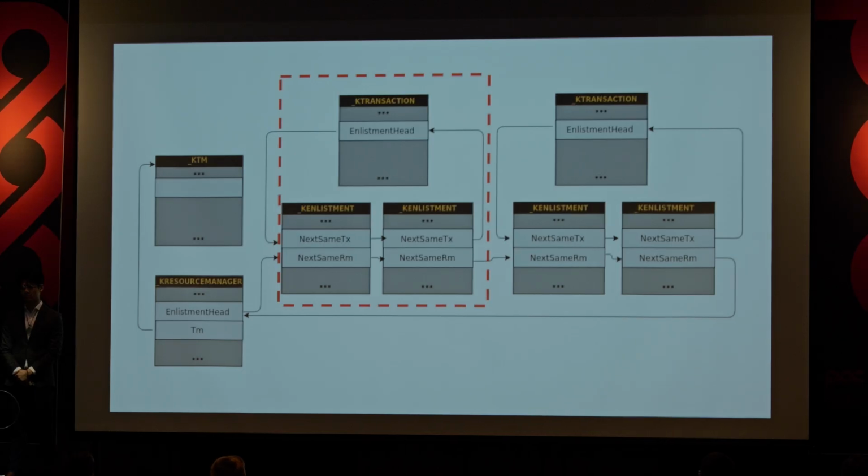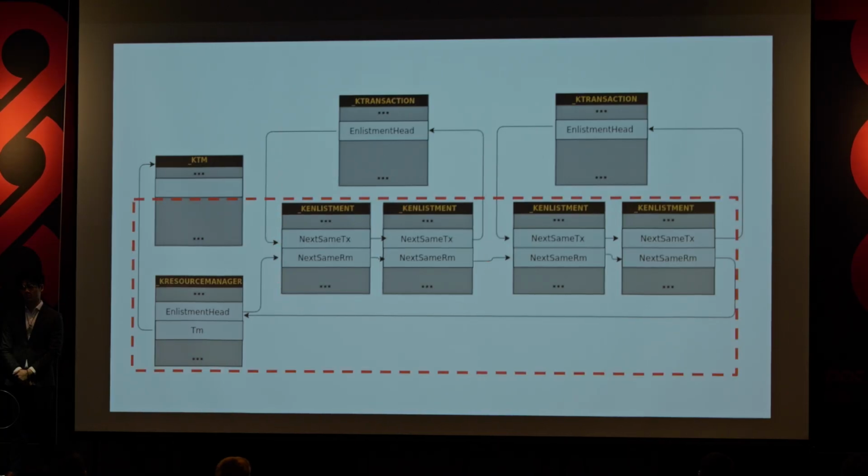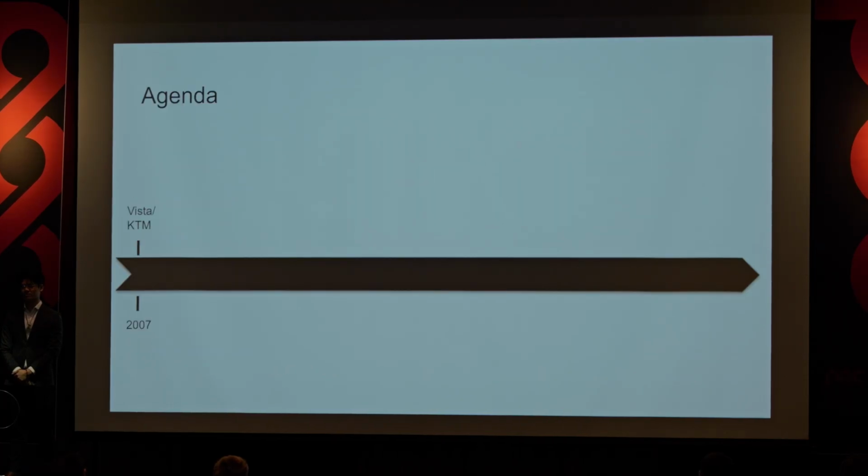One thing we can see is that there is a linked list of enlistments associated with a given transaction, and there is also a linked list of enlistments associated with a resource manager. So for a given resource manager, we can have several transactions associated with it. Okay, so let's go back to the history of KTM to give you an overview, because we want to be doing some vulnerability research and look at KTM in general.